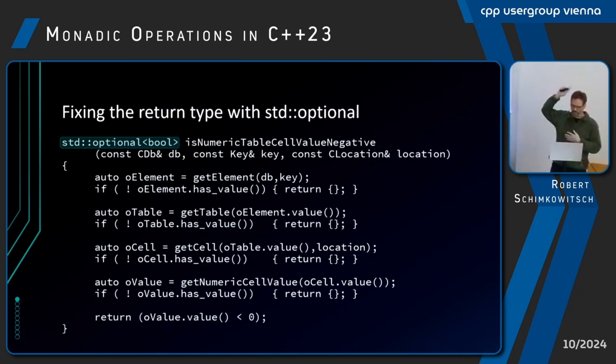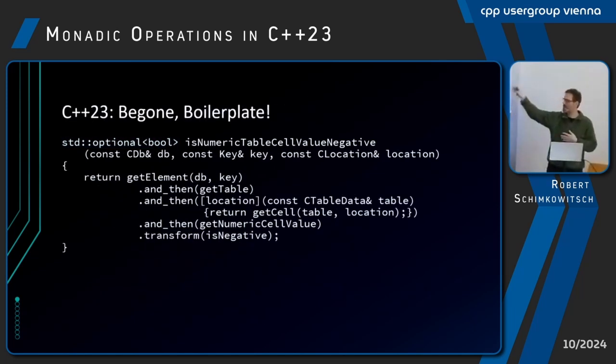And then we throw out all our if statements and let optional do the work for us. This way, we can cleanly read the sequence of the function. This is a monadic operation in action.